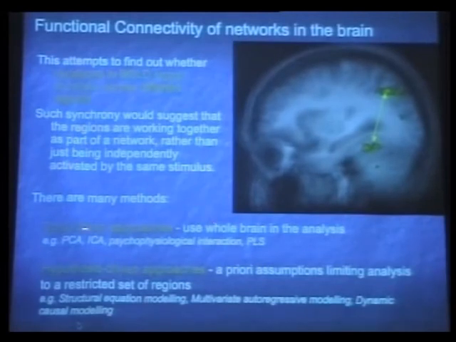And there are many different methods: data-driven approaches and hypothesis-driven approaches. Data-driven means that you use the whole brain. You're not going in there with some sort of bias as to what could be working together. Hypothesis-driven means that you pick sites that you think are important, and then you limit your analysis to that. You get more statistical power here, but you limit yourself because you have a lot of a priori assumptions you're bringing to the table.